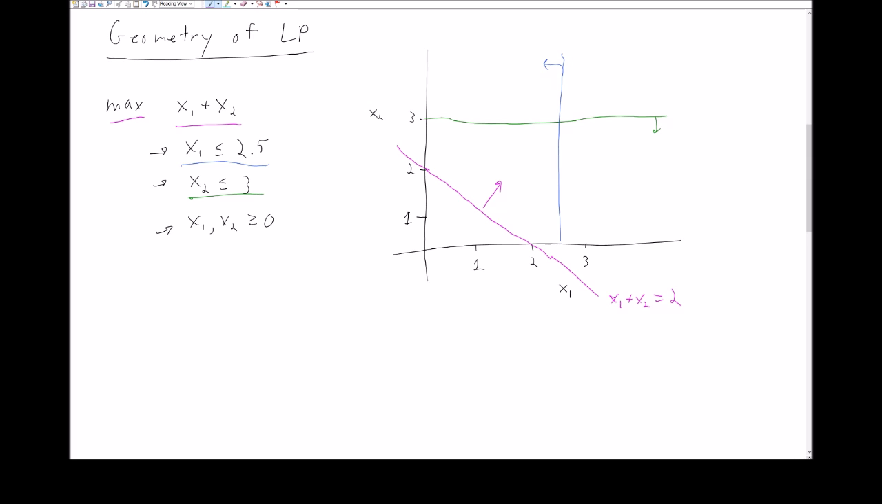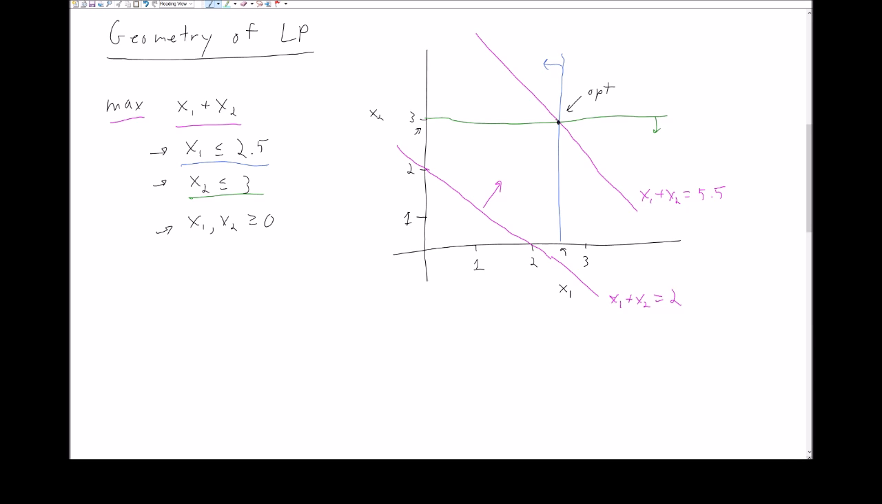In this case, this means that we're going to draw our line up here intersecting the blue and the green lines, where we have x1 plus x2 equal to 5.5. And this point at the very top is going to be our optimal solution. And at our optimal solution, we can see that x1 is equal to 2.5 and x2 is equal to 3. This is the main idea.